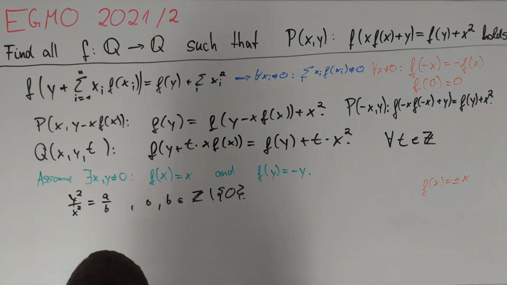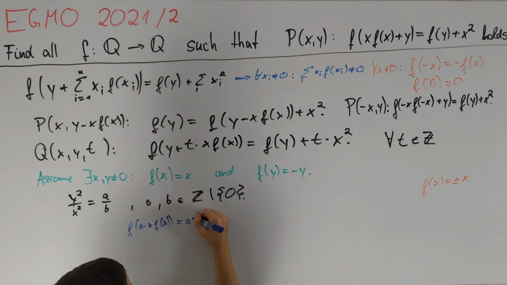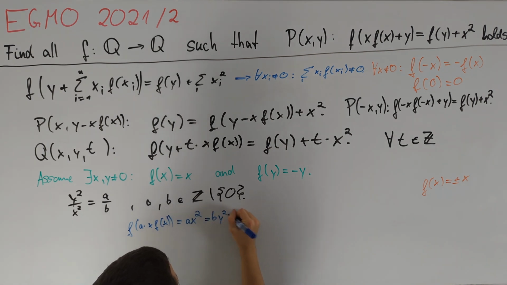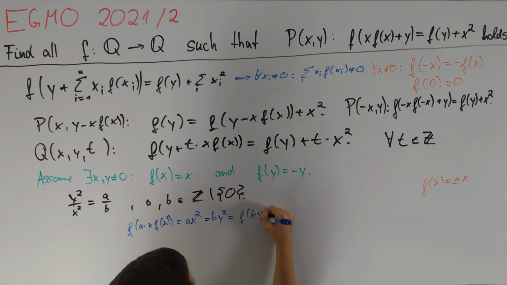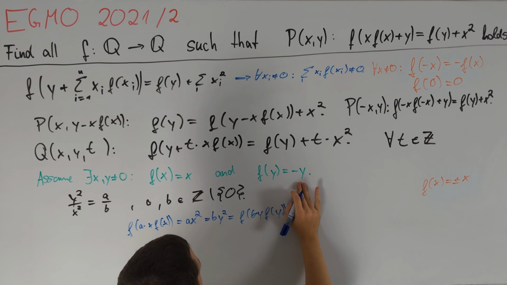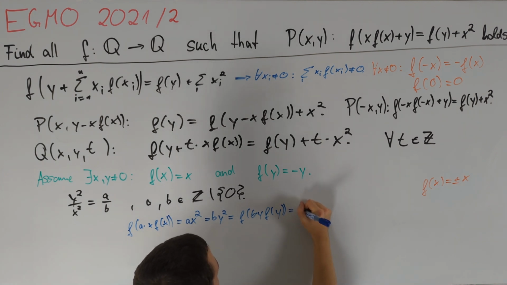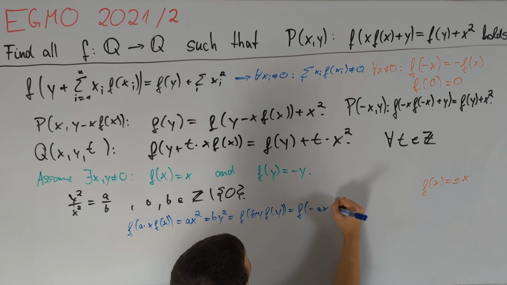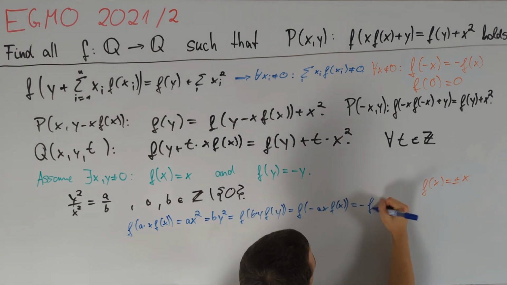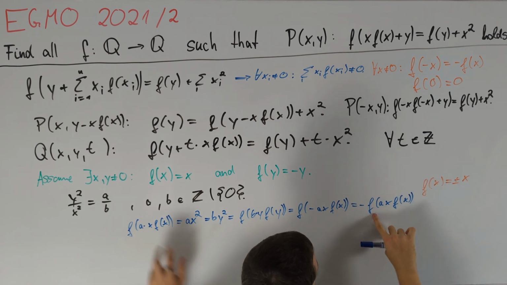Equation Q with t equal to a gives f of a times x f of x is equal to a x squared. This is b y squared, and so all of this equals f of b y f of y. We know that b y f of y equals minus b y squared equals minus a x squared equals minus a x f of x, and therefore all of this is equal to f of minus a x f of x.